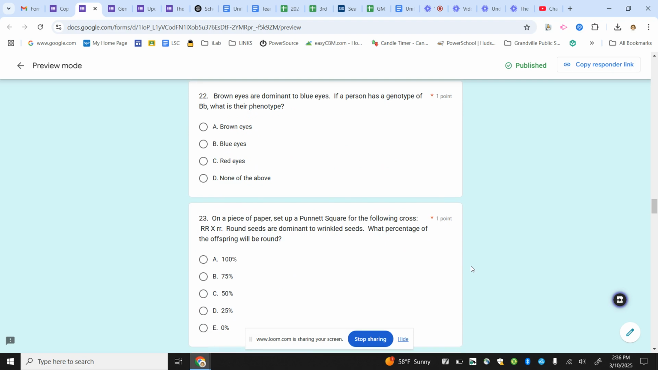Number 22, brown eyes are dominant to blue eyes. If a person has a genotype of big B, little b, what is their phenotype? A, brown eyes. B, blue eyes. C, red eyes. D, none of the above.